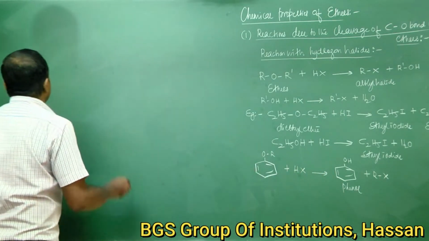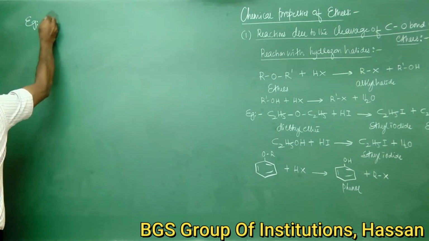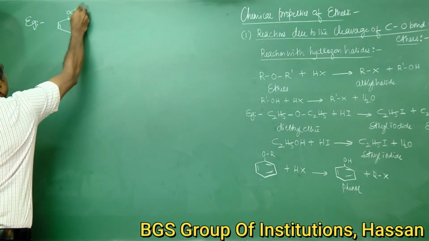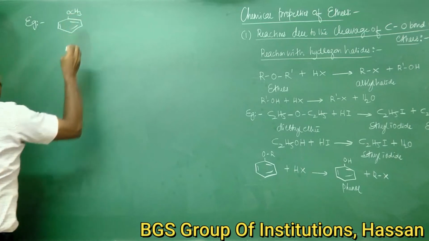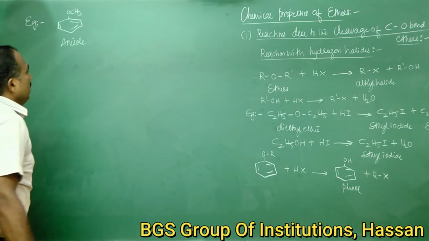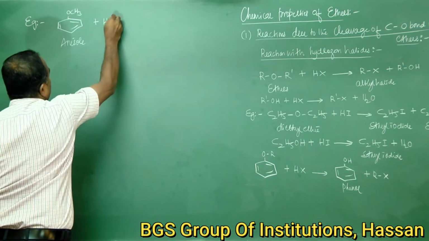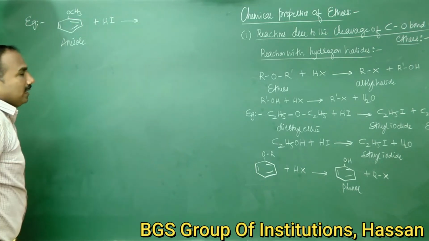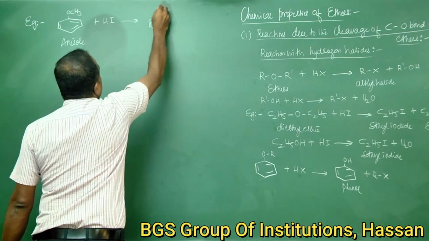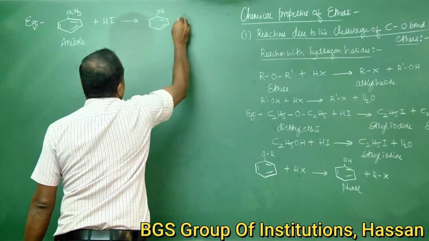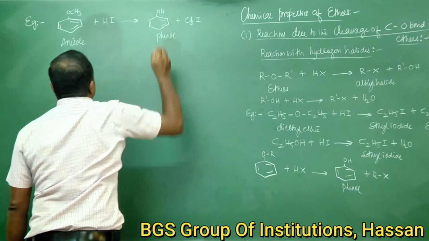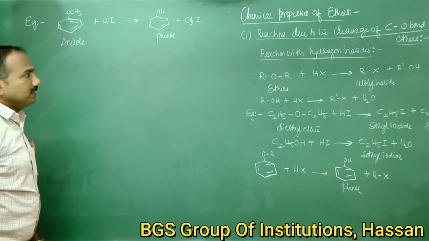So an example for this type of reaction is when a benzene ring connected to OCH3, this is anisole. When anisole is heated with hydrogen iodide, it gives phenol, benzene ring connected to OH, plus CH3I. This is phenol. When anisole is heated with hydrogen iodide, phenol is formed.